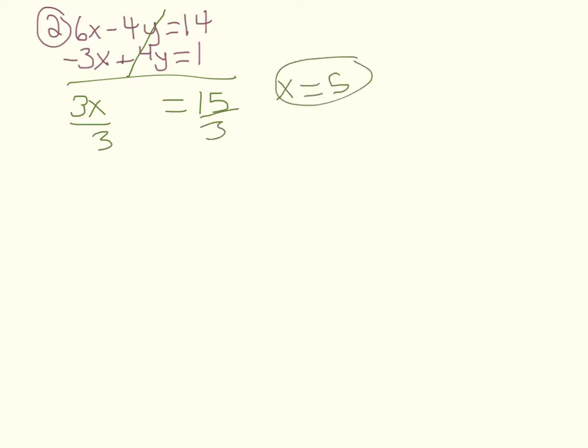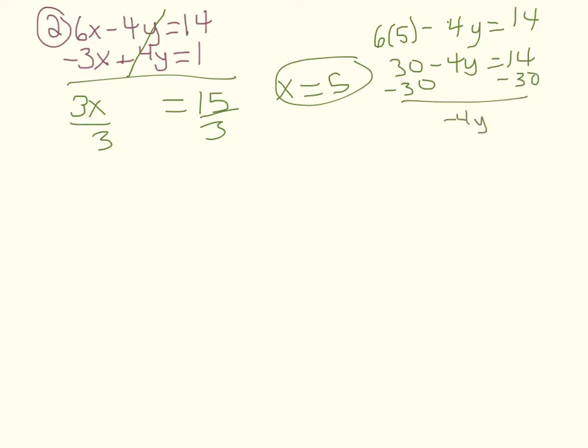The last thing I need to do is substitute the 5 back into either equation. Neither of these equations is spectacularly great, but I'm going to go ahead and just use the first one. If you want to do the second, go for it. I'm going to end up getting 30 minus 4y equals 14. If I subtract 30 from both sides, I end up getting negative 4y equals negative 16, which gives me an answer of y equals 4. So my answer for this one is going to be 5, 4.